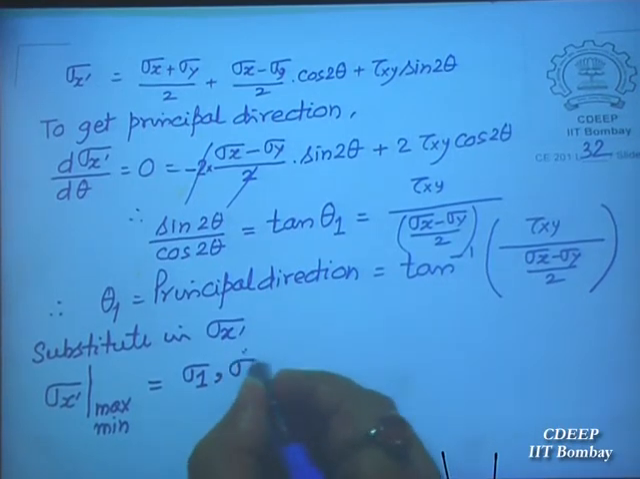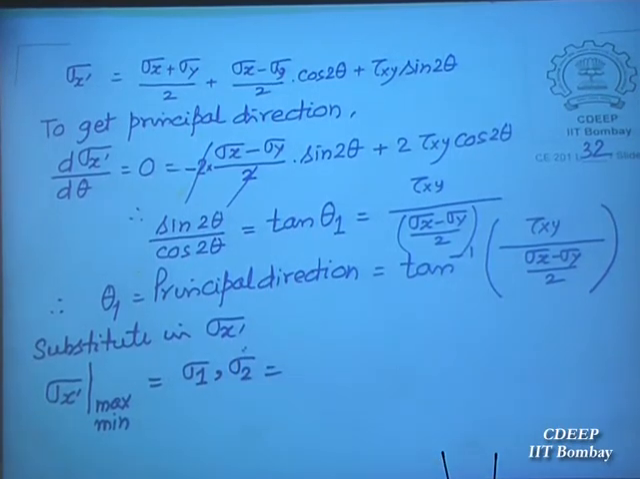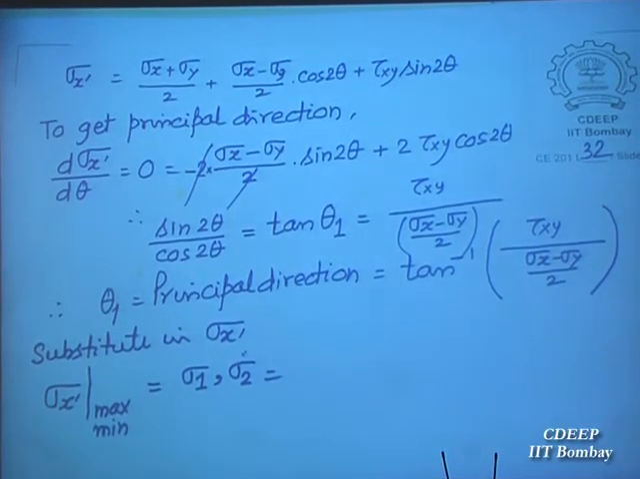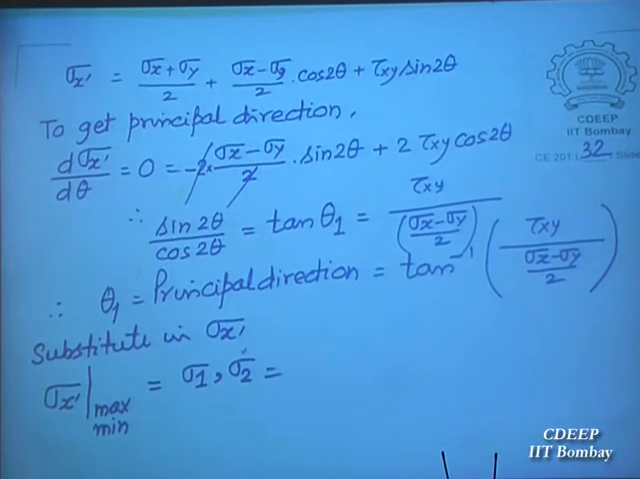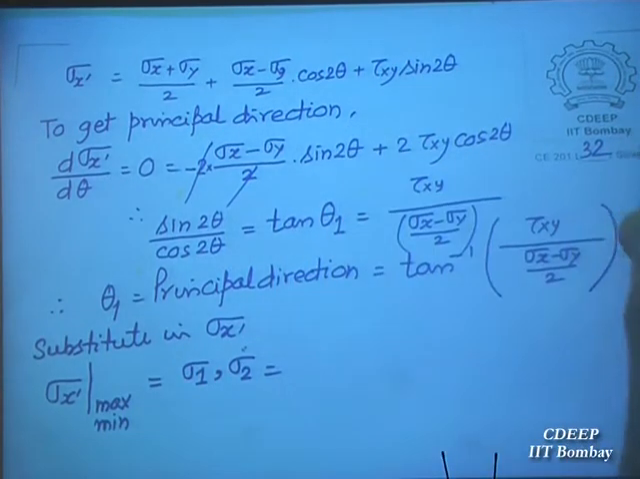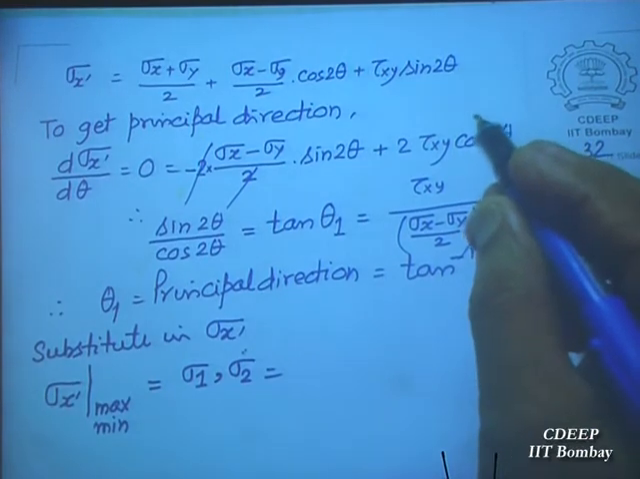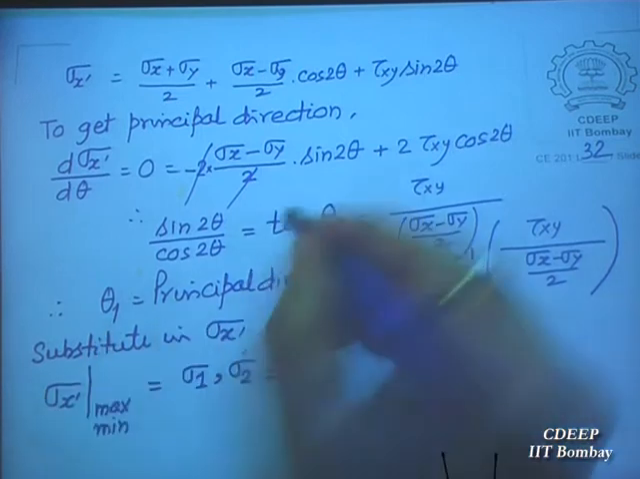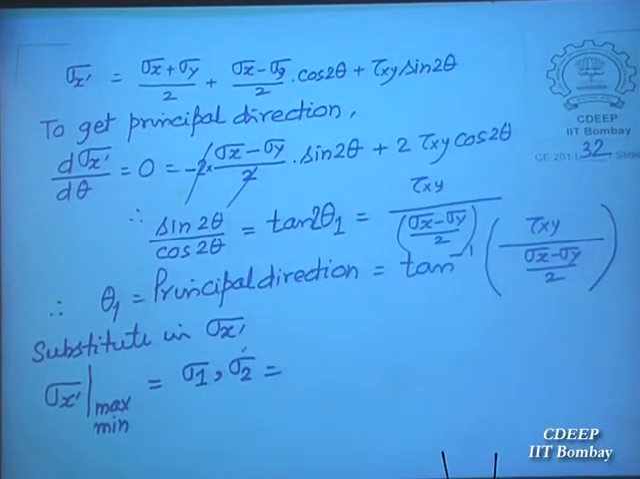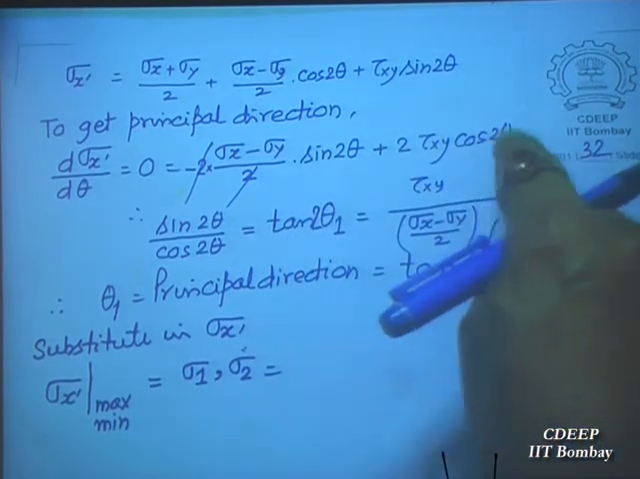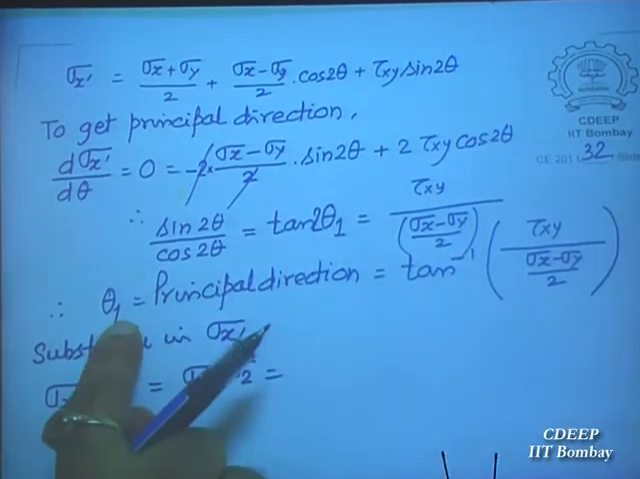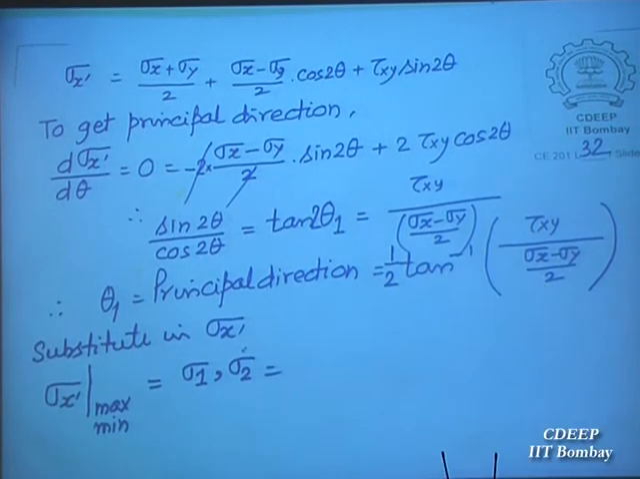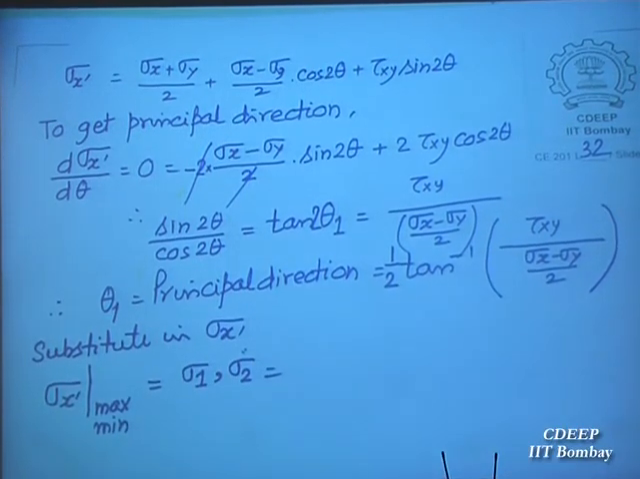Half has come here. Oh, yes, that is right. Tangent theta 1 is half of this, yes. This one is 2 theta, that is right. Here is 2 theta. So here I must put half. That is okay.